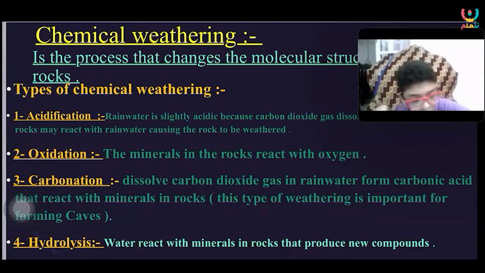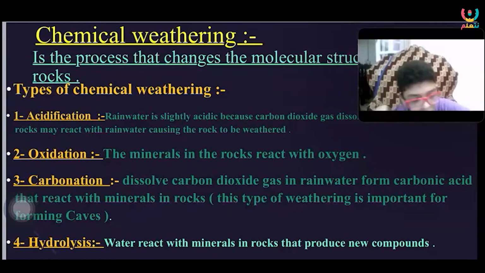Okay, let me talk about the first one. It's called acidification. From this name, acidification, we can divide it into two parts. The minerals inside the rocks react with the acid. How do we get this acid? You can get it from the carbon dioxide gas in the air, which combines with the rainwater. When the rainwater falls down onto the rocks, the minerals in the rocks react with the rainwater and they will be weathered, or converted to another rock.